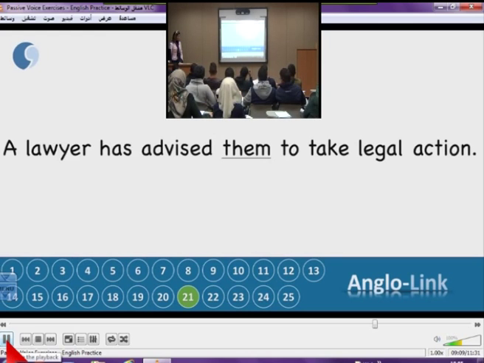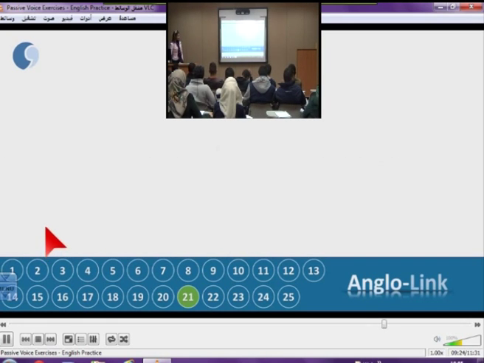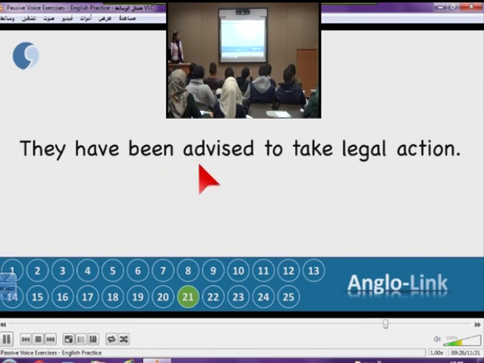Number 21. A lawyer has advised them to take legal action. Yes, them is going to be they because it's going to be the subject. They have been advised to take legal action.